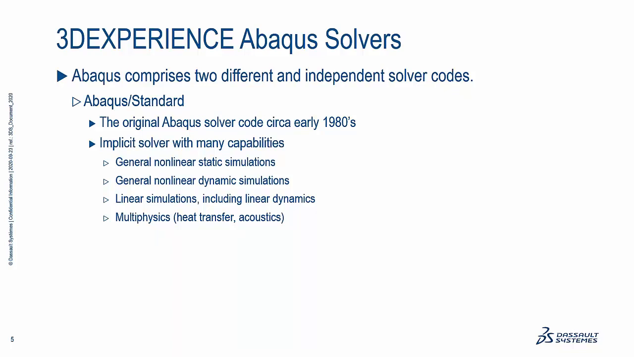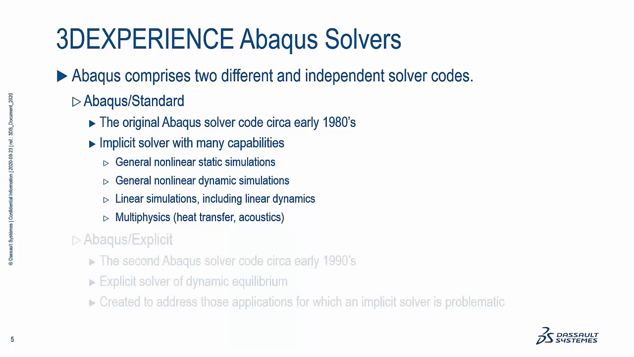We're going to talk about the differences between implicit and explicit solutions in a moment, but just for now, recognize that there is a difference. It's an implicit solver for general nonlinear static and dynamic problems. It is also very effective for linear simulations such as linear dynamics and eigenvalue analysis and the like, and is also very effective for multiphysics.